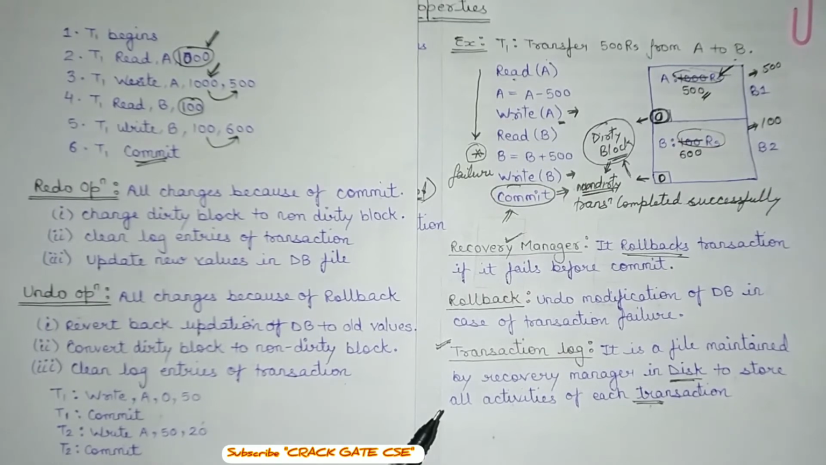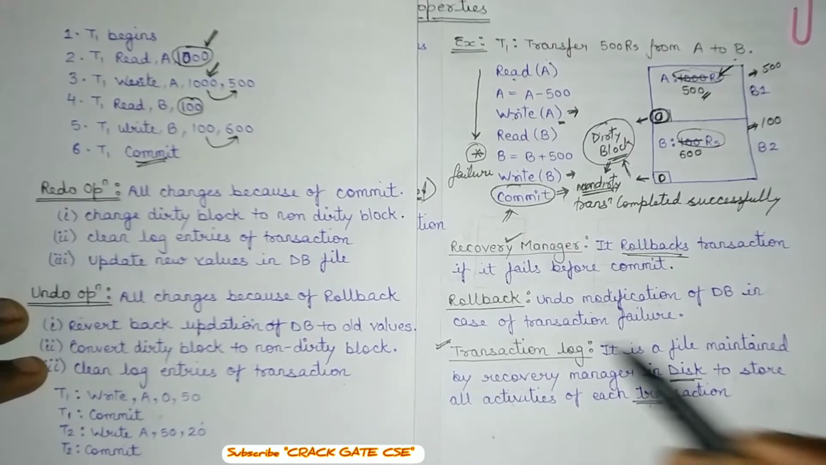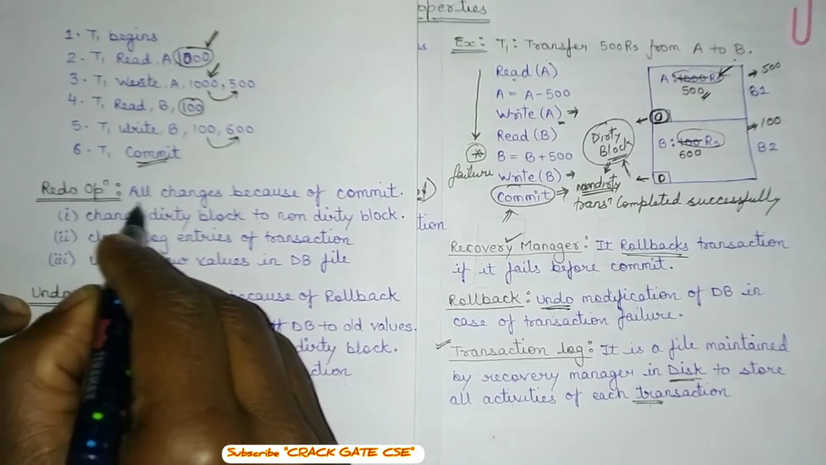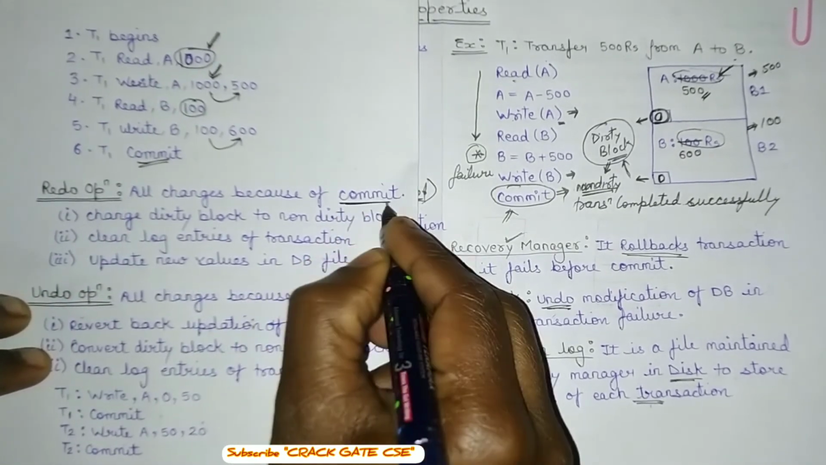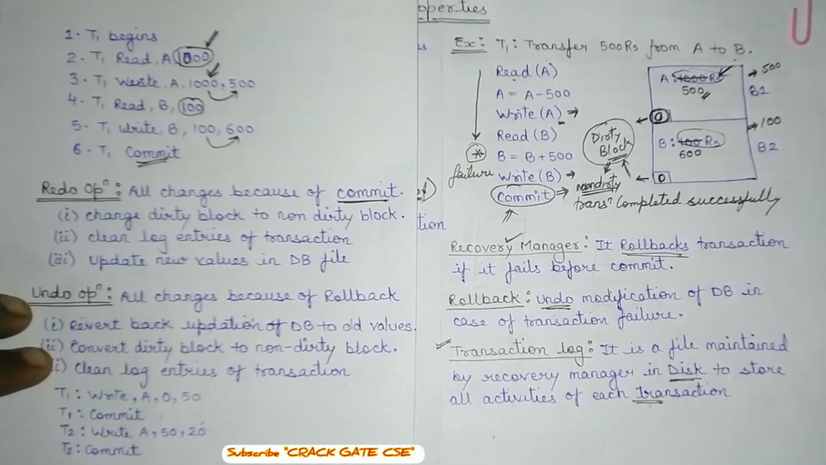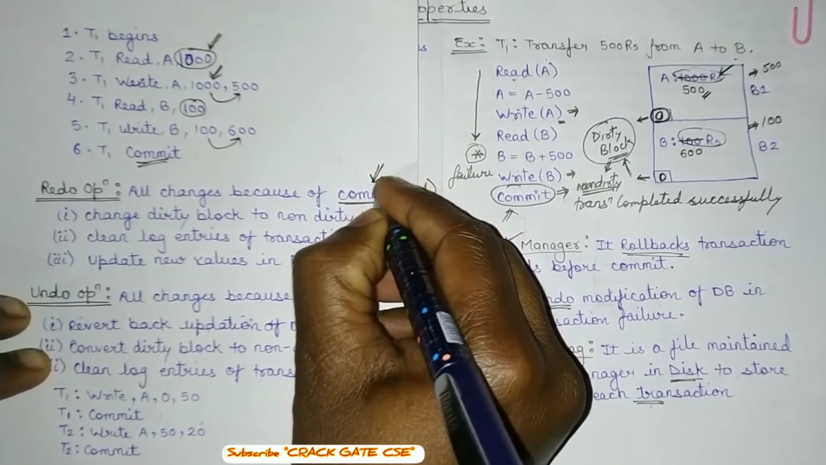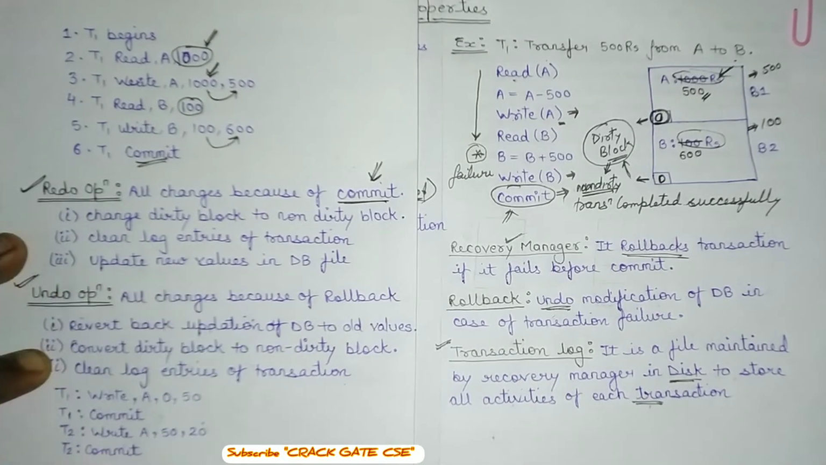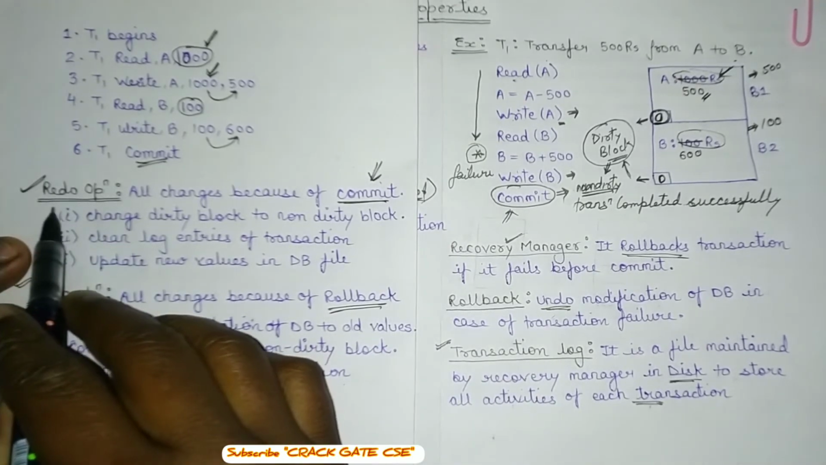Now there is one important thing: what is redo operation and what is undo operation? There was a term like undo modification. So what is the meaning of undo and redo? The redo operation covers all the changes because of commit. So whatever changes we are making in a system because of this commit come under the redo operation. So redo operation is required whenever any commit state is there, and undo operation is required whenever any rollback state is there.